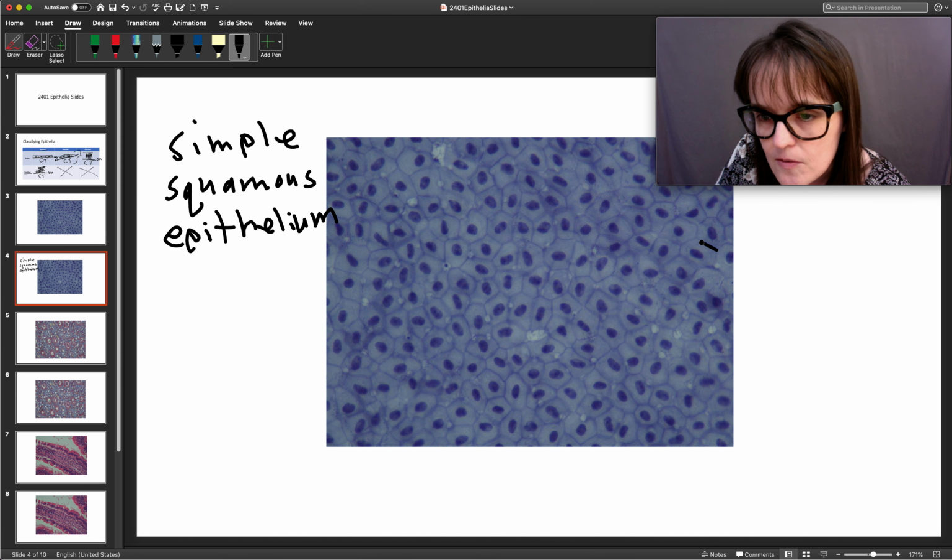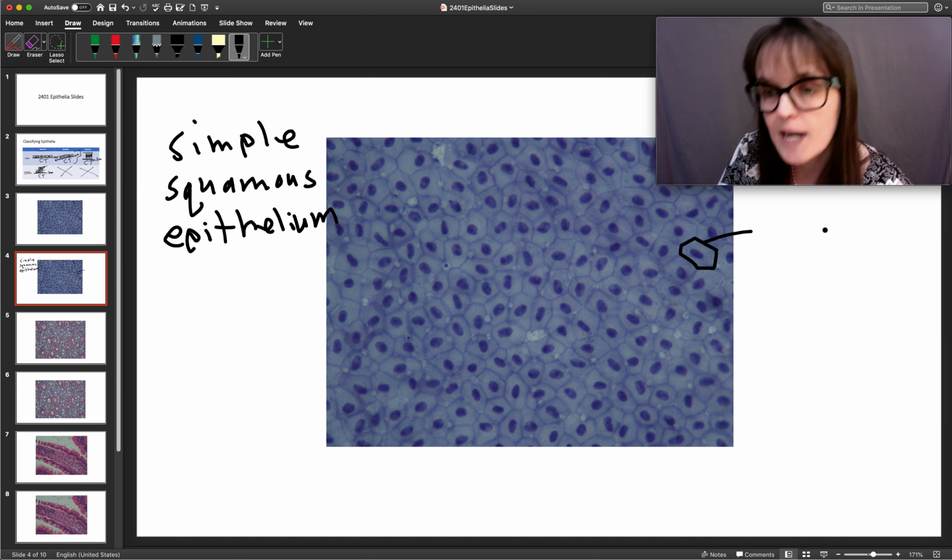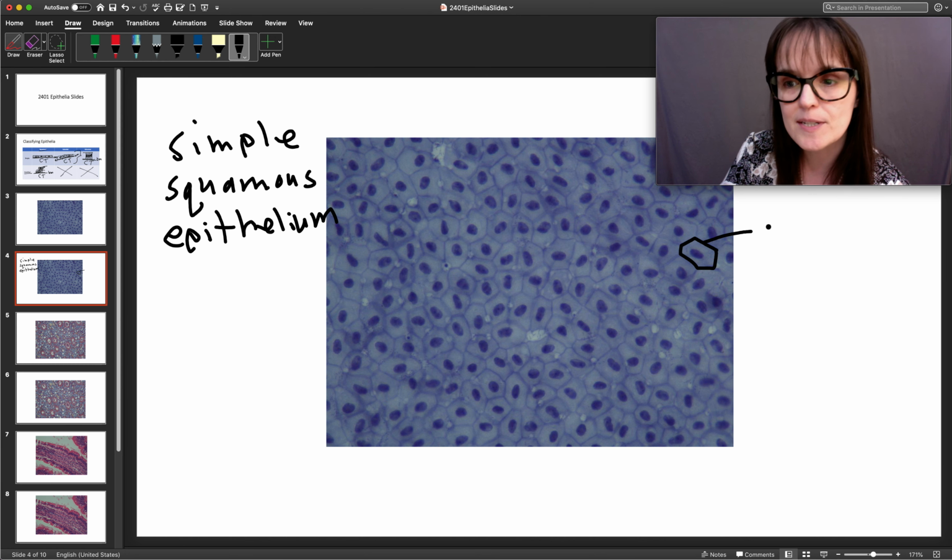So let's see. ID, the line at the pointer, that is a cell membrane.